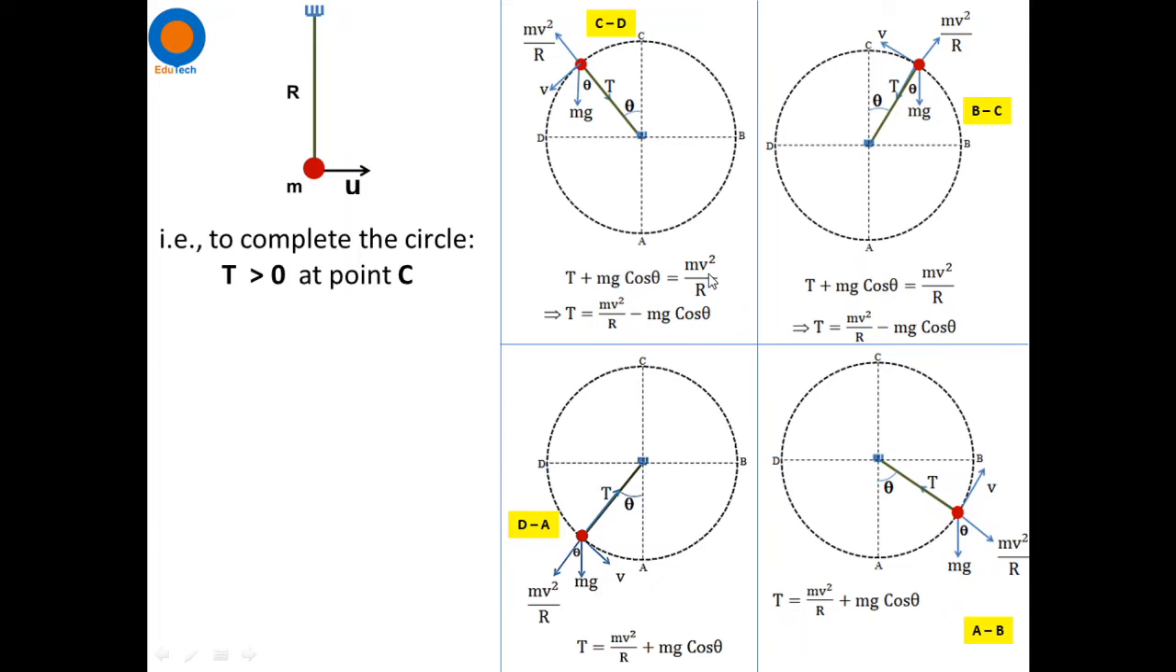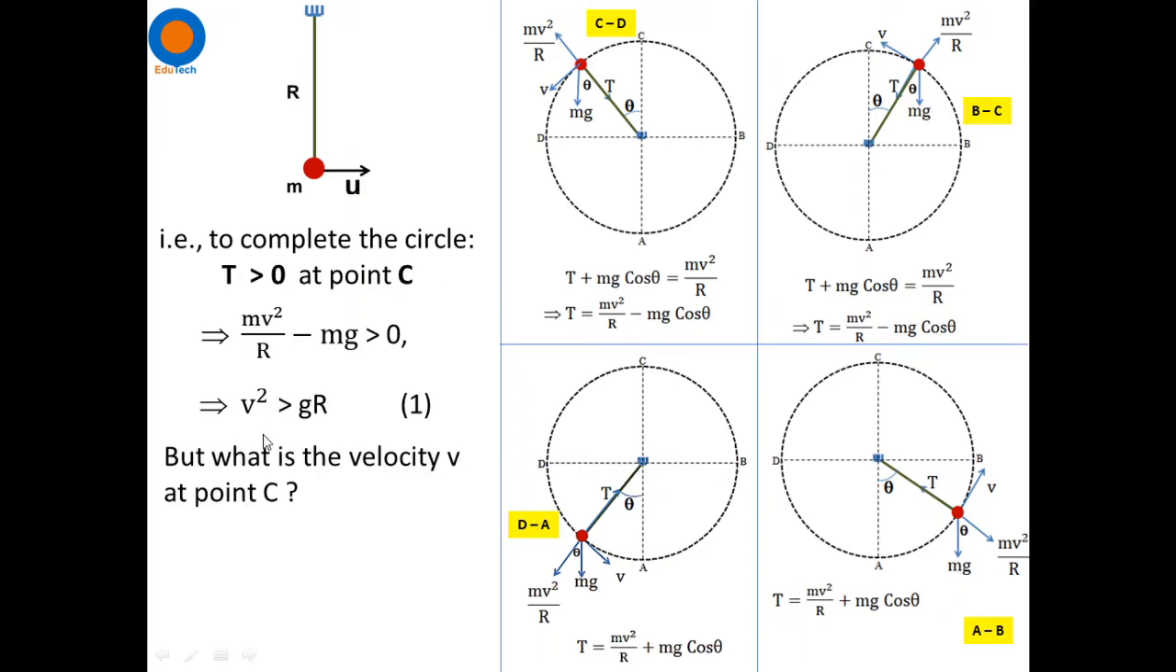To complete the circle, tension should be greater than 0 at point C. From the previous equation, T equal to mv square by r minus mg cos theta should be greater than 0. Cancelling m, taking g to the right hand side and multiplying by r, v square should be greater than gr. This is expression number 1.